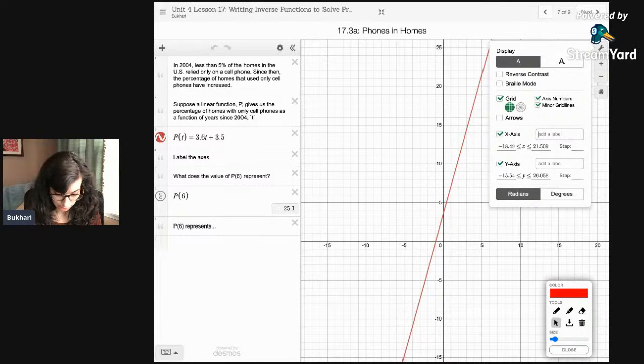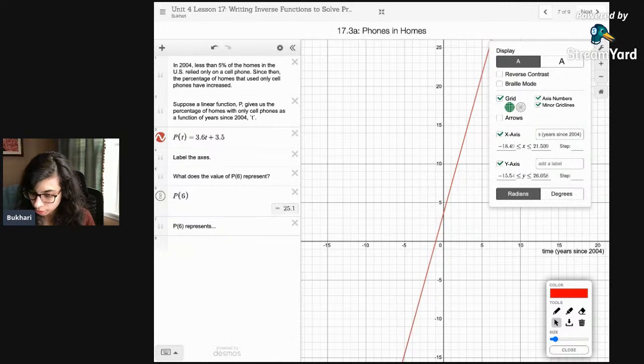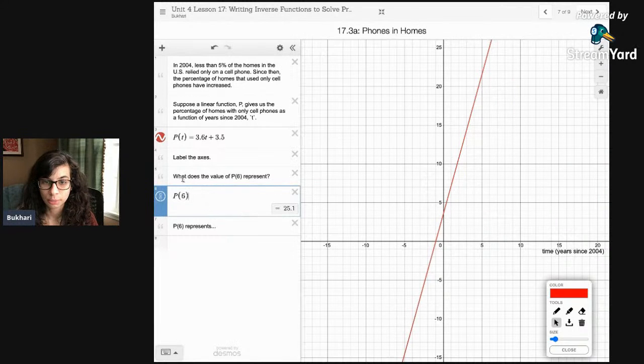So first things first, I want to label my graph. My x-axis is time. In this case, it's years since 2004. You can see it coming up at the bottom here. And you want to do the same for your y-axis. What is your output value of this function? And don't forget, what does the value p of 6 represent? What does that input of 6 represent?